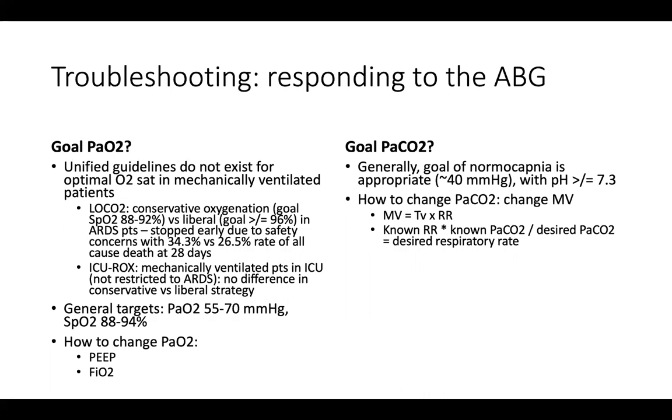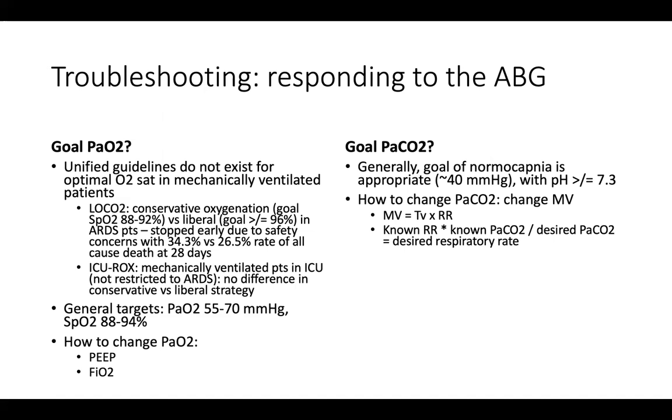However, they then randomized them to similar conservative versus liberal strategies and found no difference in mortality. So it's, again, not entirely clear what the goal O2 is. I think the goal CO2 can be easier. I think often we target normocapnia. We in the ICU do allow for a little bit of permissive hypercapnia if needed. We just want to keep the pH at 7.3 or better.